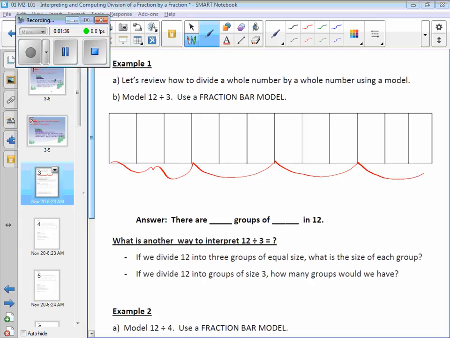And then once all of my groups are done, I count my groups. There's 1, there's 2, there's 3, and there's 4. How many groups of 3 have we made? 4 groups of 3 in the number 12. Okay?